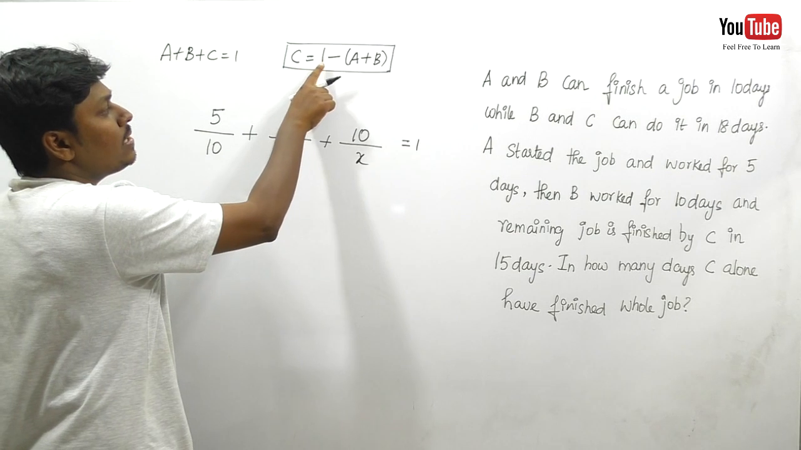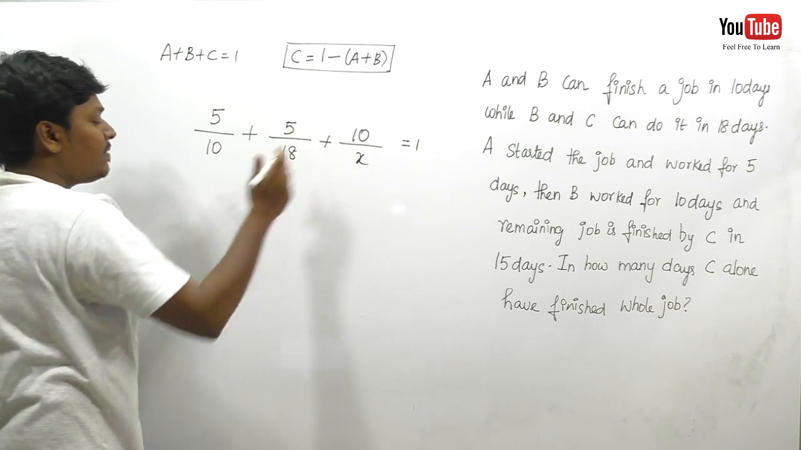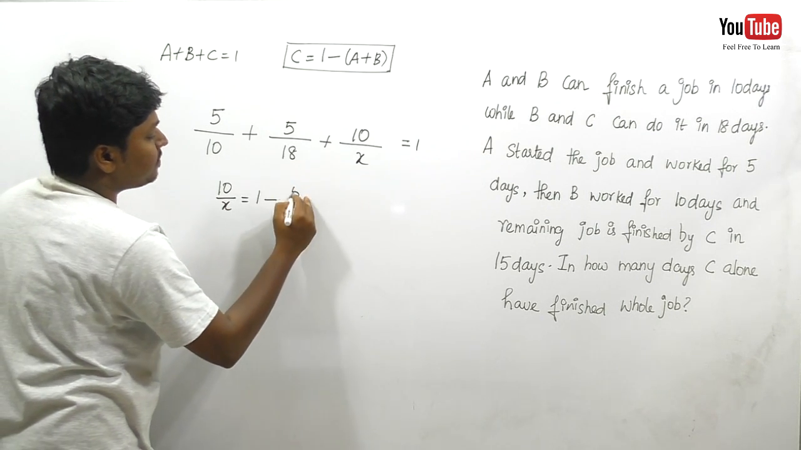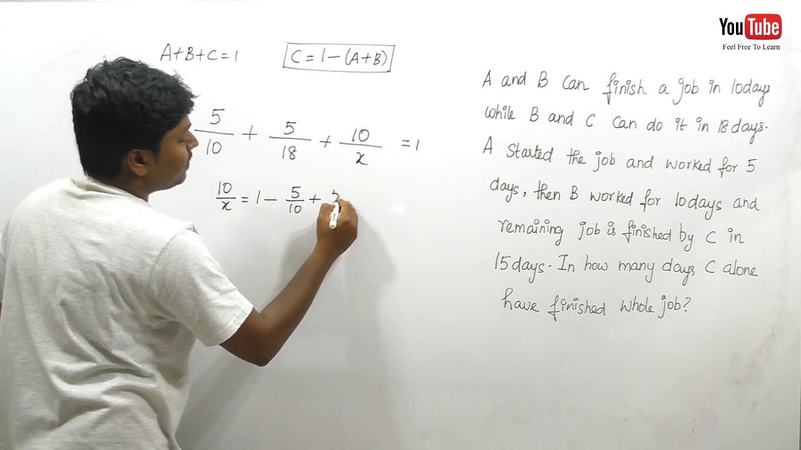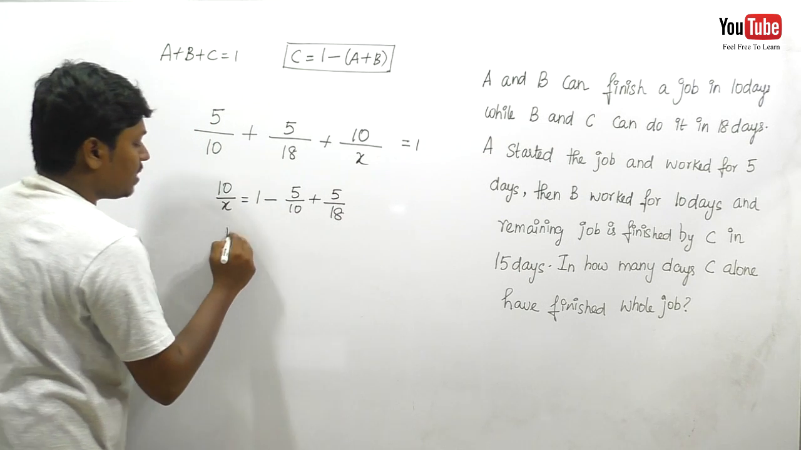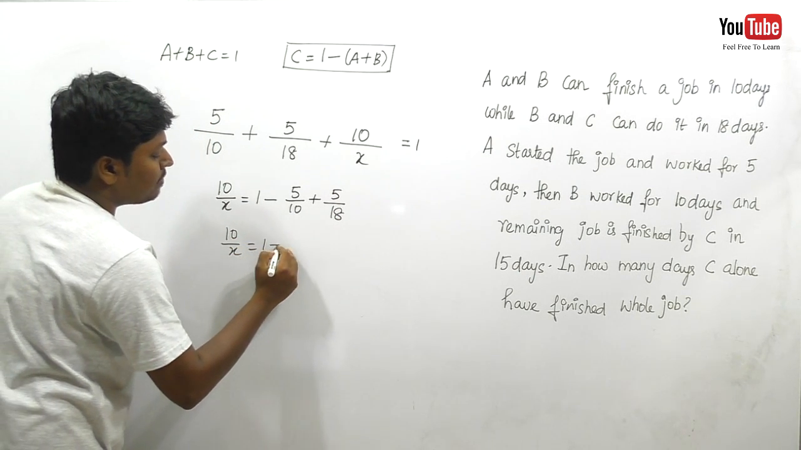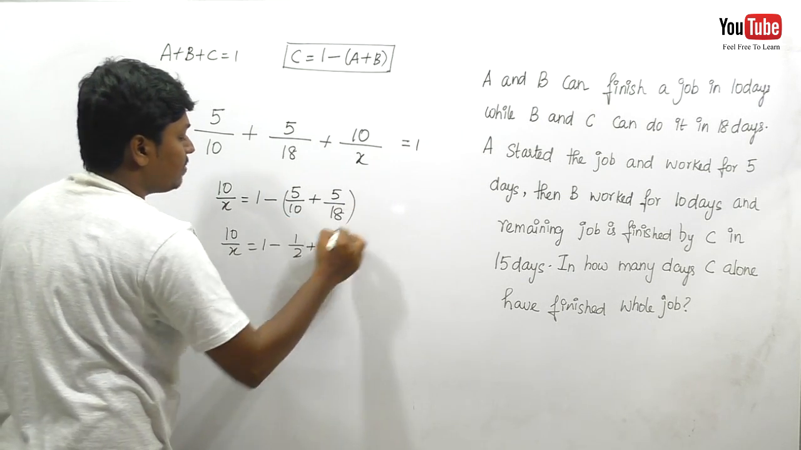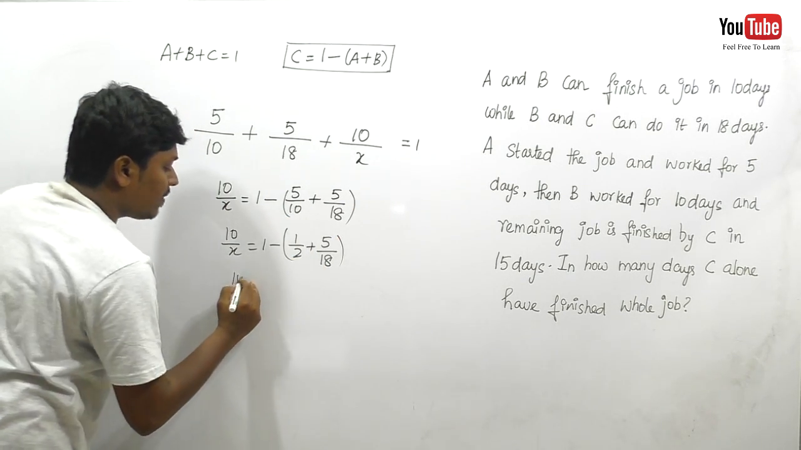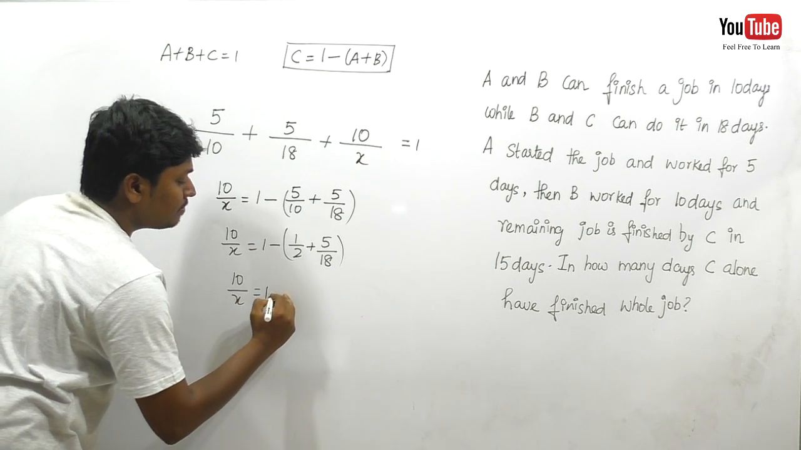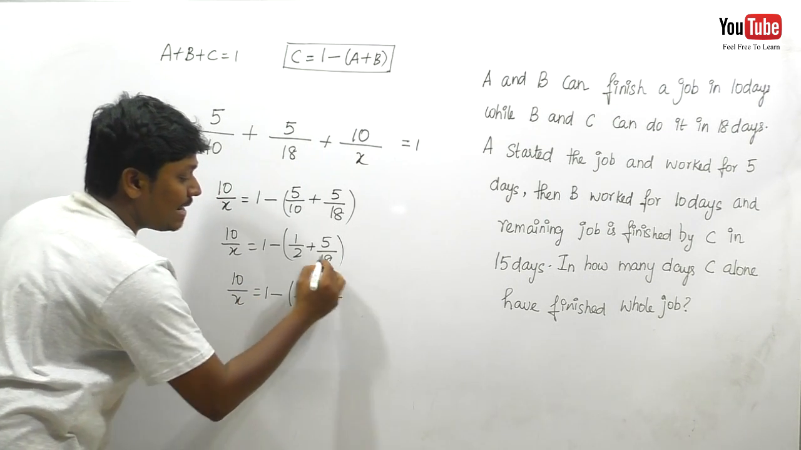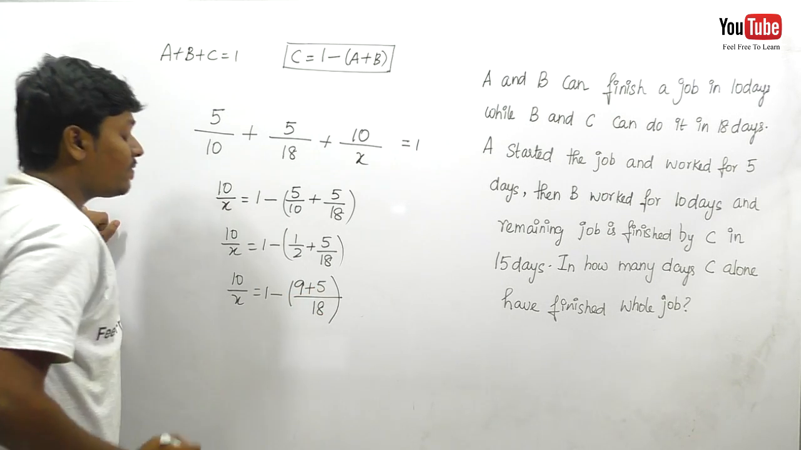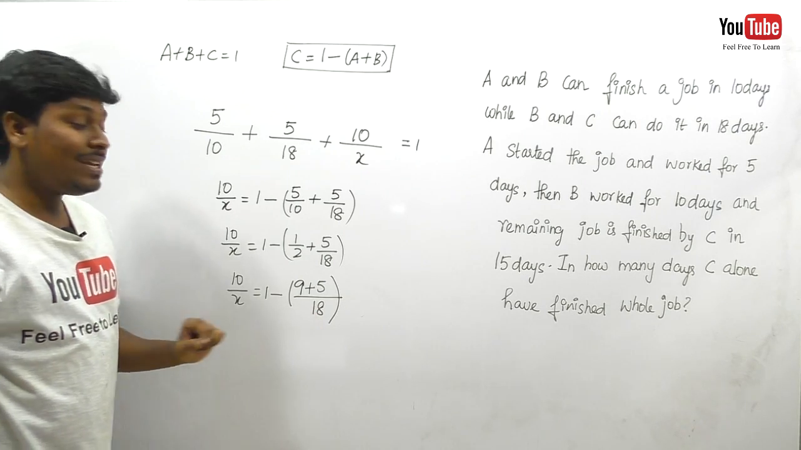We have done that C equals 1 minus A plus B. Similarly, let me keep this part on the left hand side. So equal to 1 minus, that is 5 divided by 10 plus 5 divided by 18. So 10 by X is equal to 1 minus 1 by 2 plus 5 by 18. So we need to put a bracket here. So 10 divided by X is equal to 1 minus, let me take LCM as 18, that is 9 into 2 is 18, that is 9, and here it is plus 5. So friends, 9 plus 5 will be 14, so 14 divided by 18.